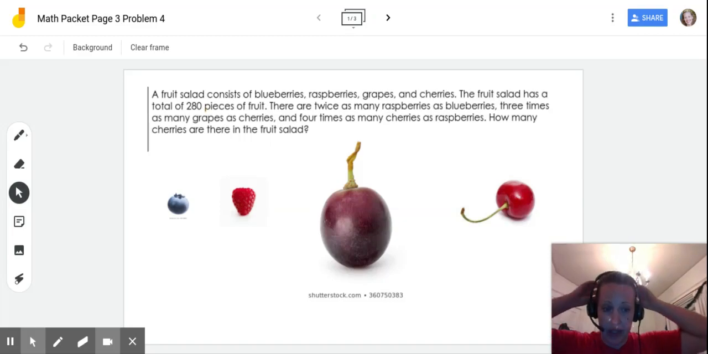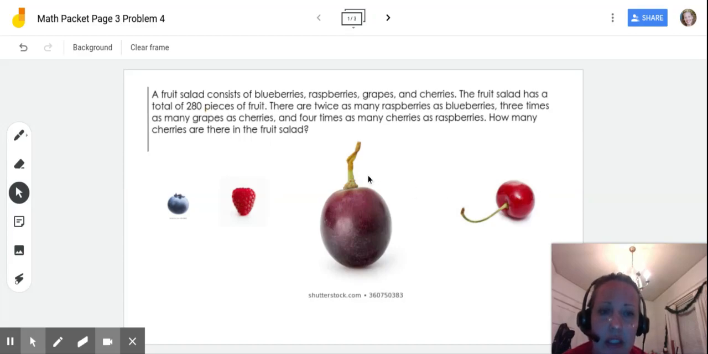So in this packet, on this problem it says that a fruit salad consists of blueberries, raspberries, grapes, and cherries. The fruit salad has a total of 280 pieces. First of all, who in the world will count their fruit? I don't know. Somebody that's got a lot of time on their hands, obviously, but it says something interesting here.